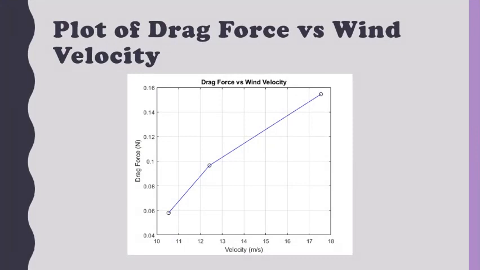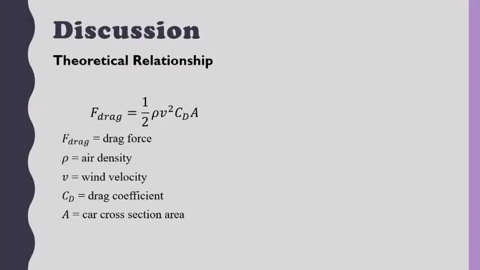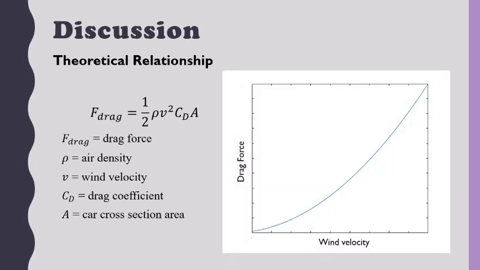Plotting the drag force versus velocity, this is the plot. Now, as a discussion, we're going to compare that experiment result with the theoretical relationship between the velocity and drag force. According to theory, the formula is F drag equals half rho v squared CdA, where the drag force is indicated by F drag and the wind velocity here is v. So we can see that the relationship is actually quadratic, and the plot would look something like this.